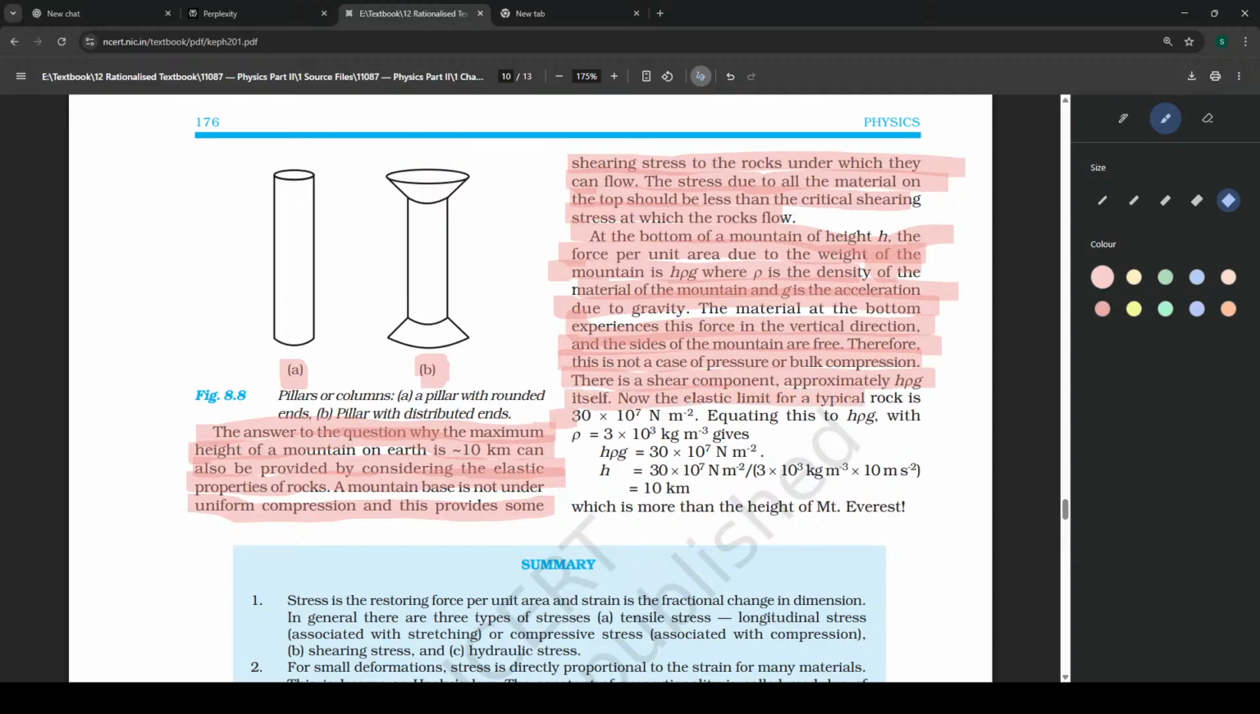Now the elastic limit for typical rock is 30 into 10 to the power 7 newton per meter squared. Equating this to h rho g, we get h as approximately 10 kilometers, which is more than the height of Mount Everest.